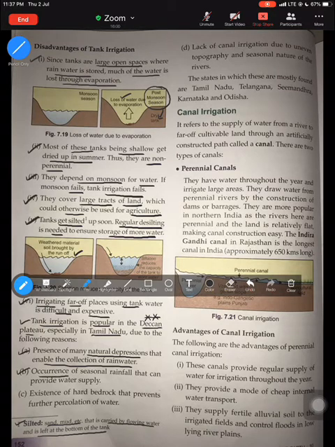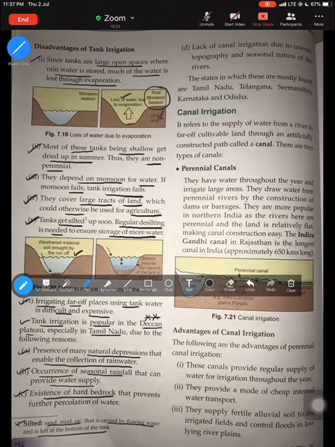Second is because of the occurrence of seasonal rainfall that can provide water supply. So seasonally also this part of India receives rainfall in the arrival and even in the withdrawal of monsoon. So because of this rainfall being ample, they can build tanks, and tank irrigation is popular in the peninsular region. Third, existence of hard rock.